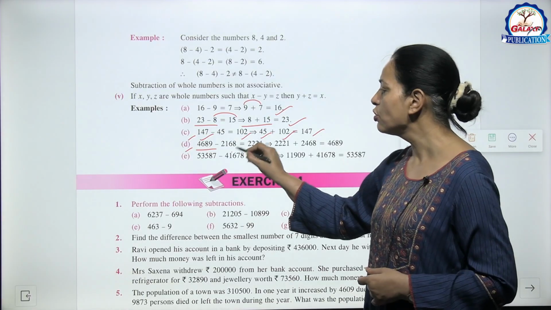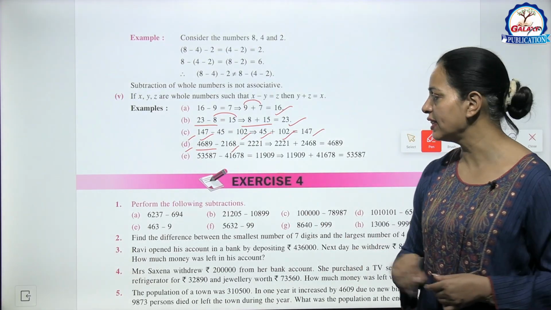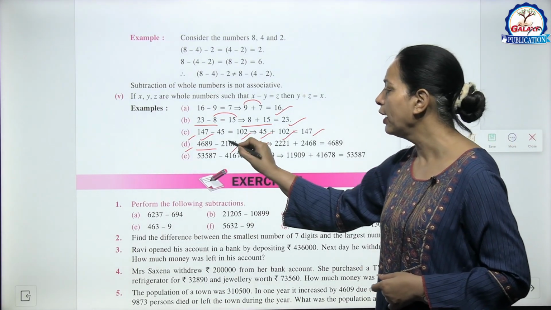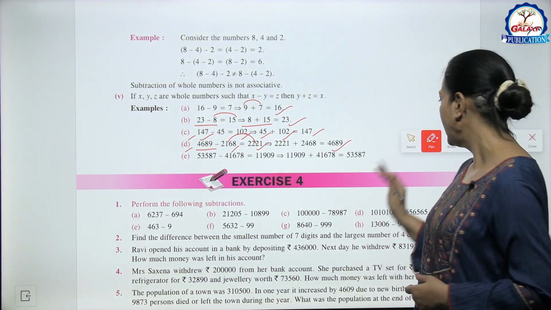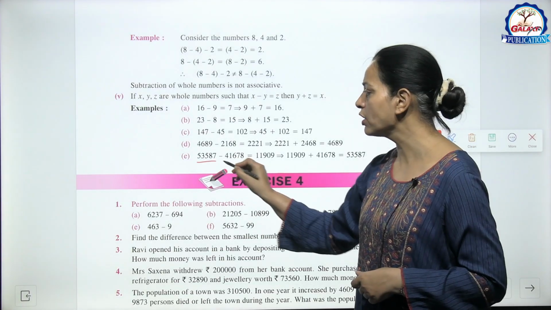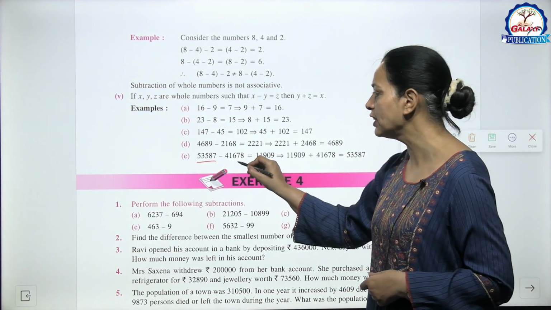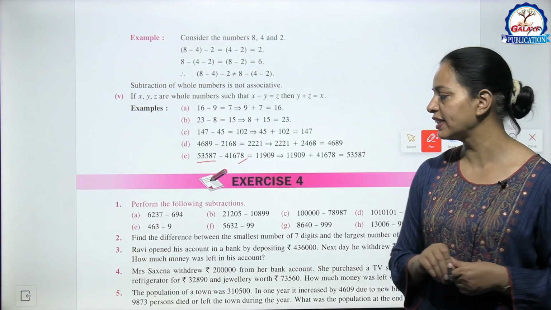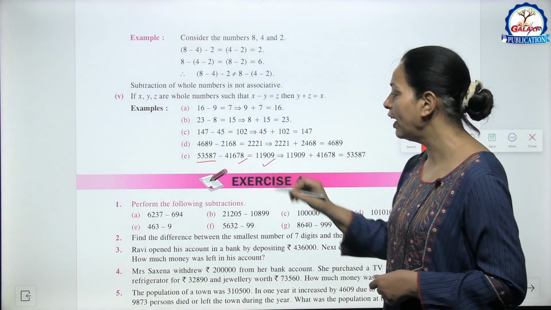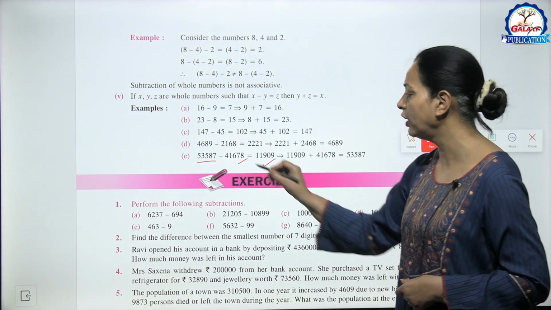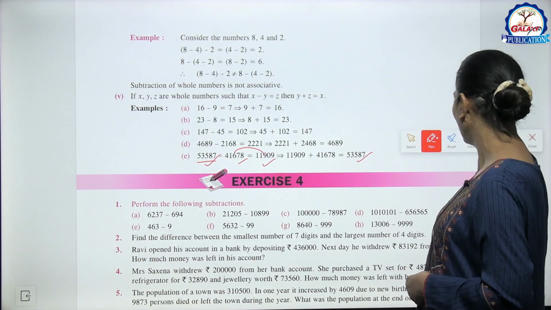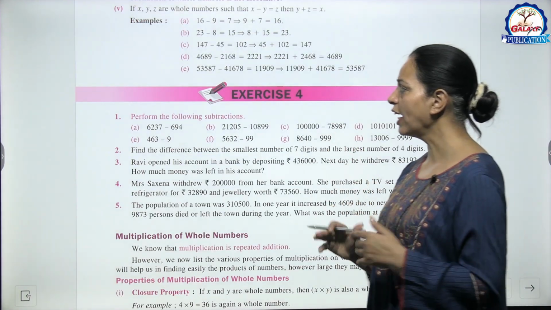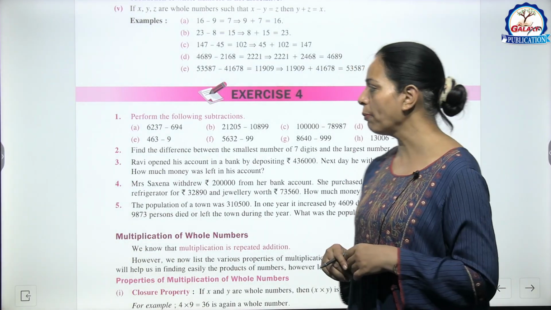Then D part, 4689 minus 2168 equals this number. If we add these two, we will get this one only. See E part, 53,587 minus 41,678 equals 11,909. If we add these two, we will get this number only. Okay. Now exercise 4. See question number 1.